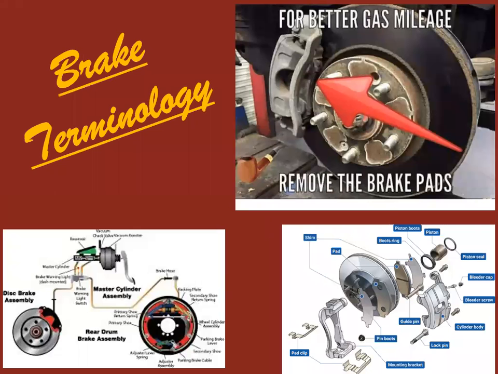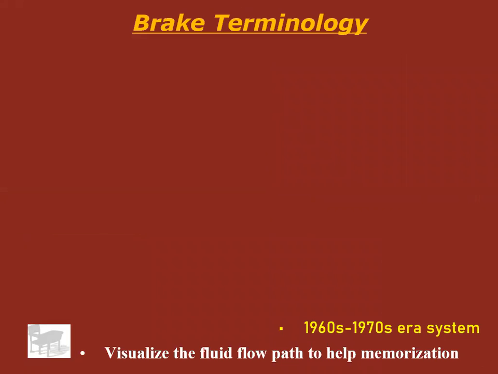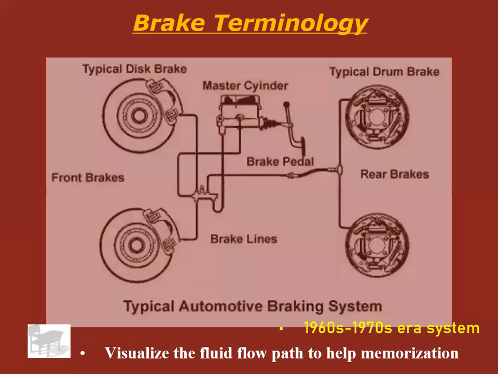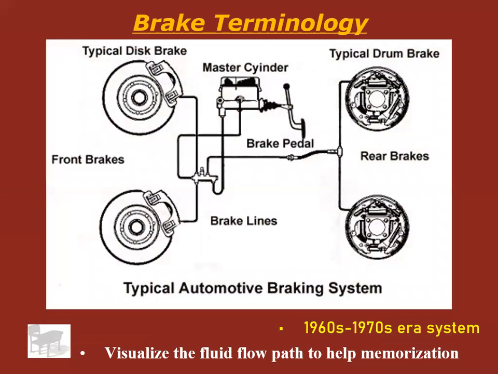Let's talk about terminology. Okay, a lot of different parts in brake systems. We're going to break it down. I think it's easiest to go in chronological order. So from probably about the 1960s and up, let's start there. You're going to get a brake system kind of like this. About the 60s and 70s, you're going to get something like this.